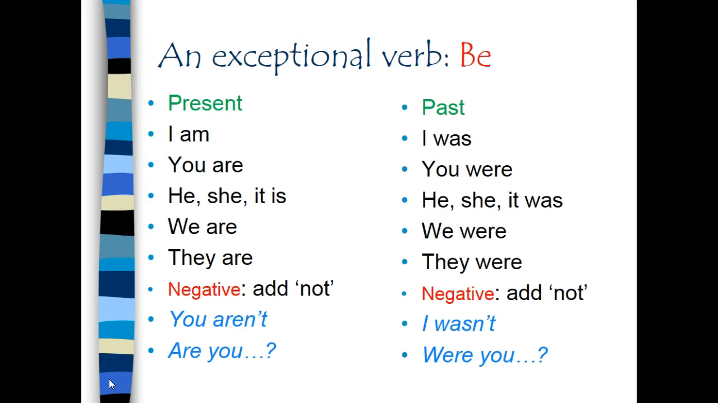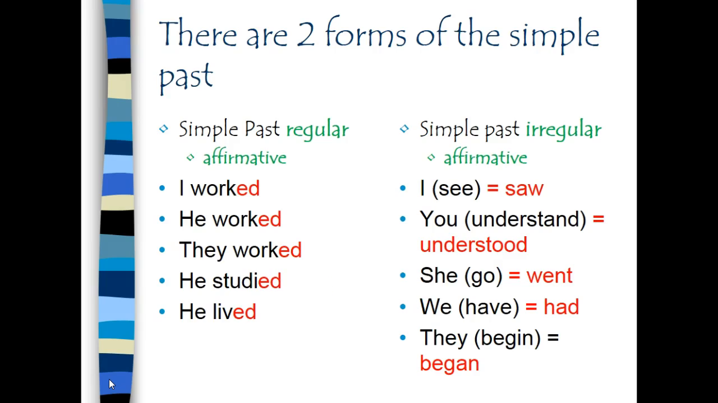Don't forget that the verb to be is an exception. We know in the present it has 3 different forms: I am, you are, he, she, or it is. But in the past it has 2 different forms: I was, you were, he, she, or it was, we were, they were. To make it negative, add the adverb not. I was not, you were not. And to make a question, invert the subject and the verb.